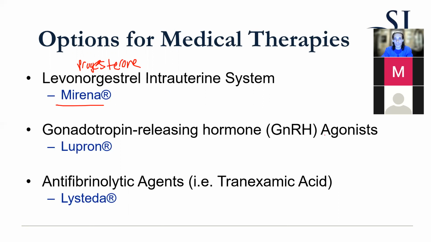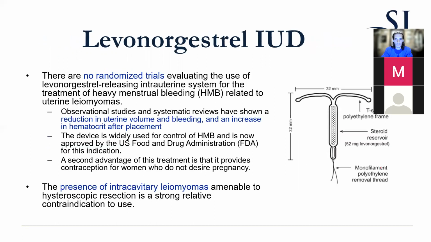There are GnRH agonists, which is Lupron, which you can use. And there are GnRH antagonists, but they're not really used very well. They're not too standard to use for management of fibroids anyway. They're used in the management of endometriosis. And then you have your anti-fibrinolytic agents, which is tranexamic acid, which goes by the brand name Lysteda.